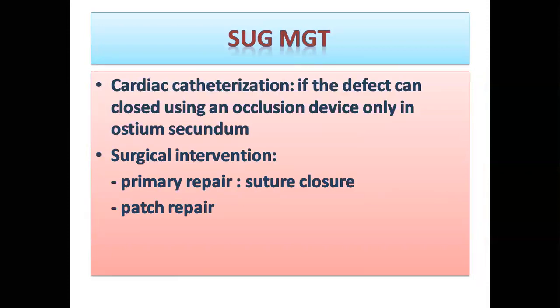Next, moving on to the surgical management. By using cardiac catheterization, the defect can be closed using an occlusion device, only in ostium secundum. Then surgical intervention is used for the primary repair, that is for the sinus venosus one as well as the ostium primum. For these two cases, we are going to use primary repair, that is either suture closure or patch repair.